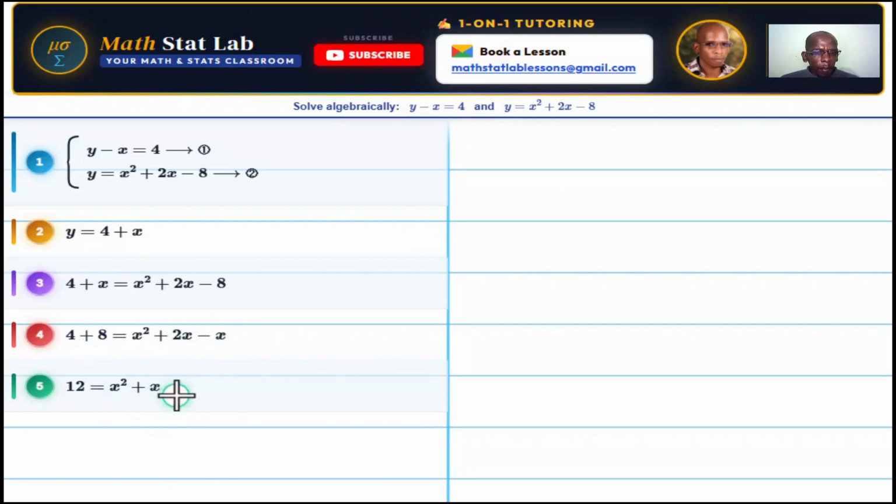And now from there, I need to force this equation to be a quadratic equation. To do so, I need to equate it to 0. So I'll move this 12 to this side. You see here it was positive, so on the other side it will be negative. So it becomes x squared plus x minus 12 is equal to 0.